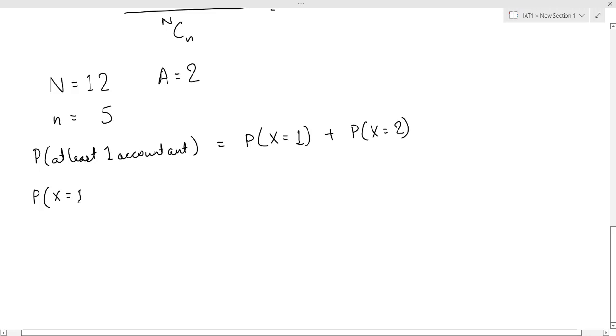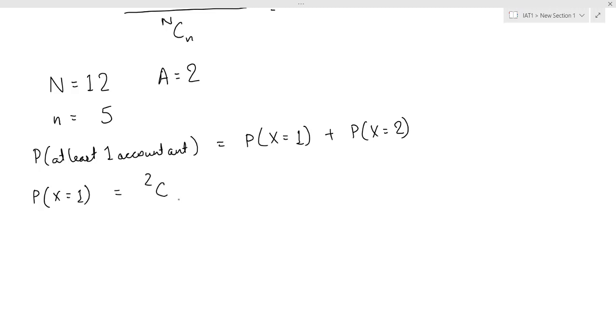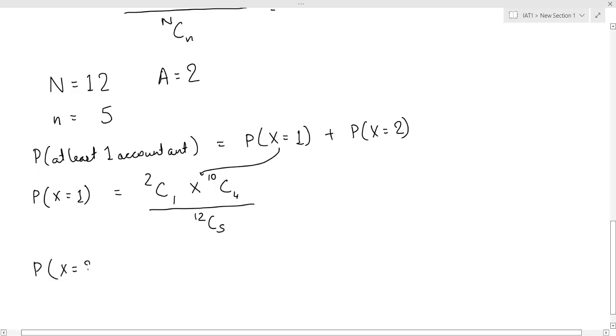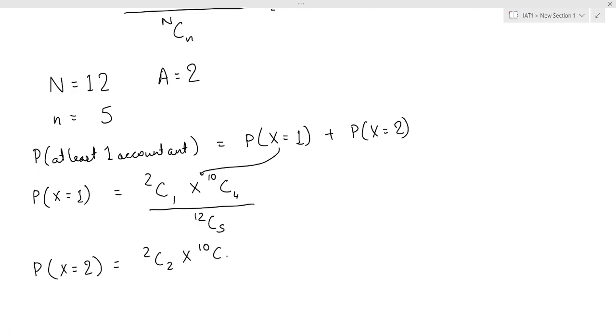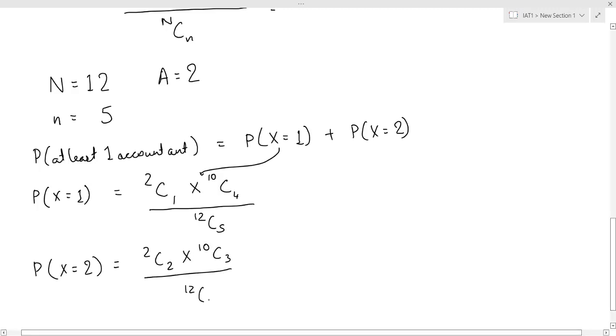Probability of X equal to 1. There are two accountants out of which we need one accountant. First I am doing this calculation. Then in the population, there are a total of 12 people. So 10 people remaining, and in our committee we require 5 members, out of which one is an accountant. So 4 remaining, divided by 12C5. Similarly, the probability of there being two accountants is 2C2 into 10C3 divided by 12C5. Right? So we can find out this value.